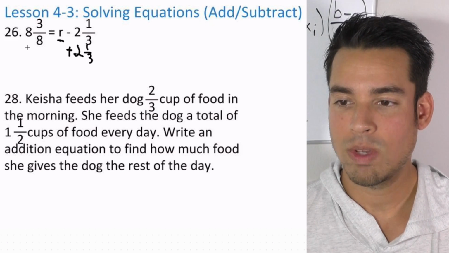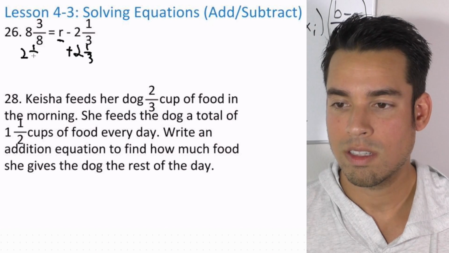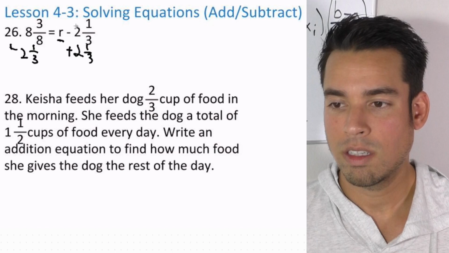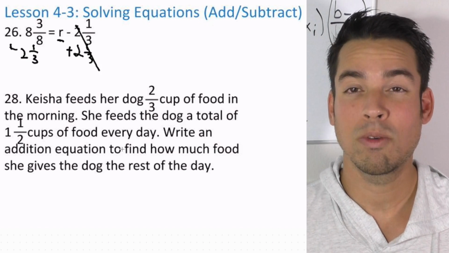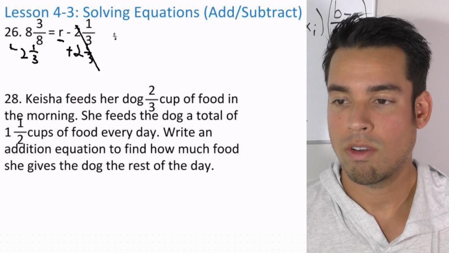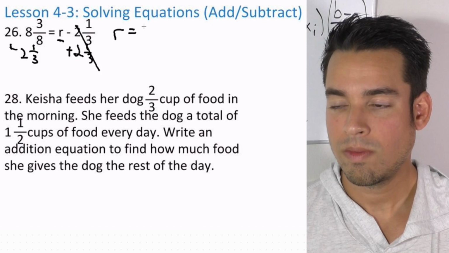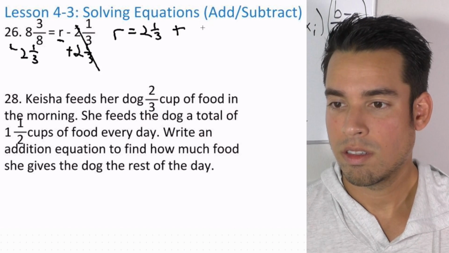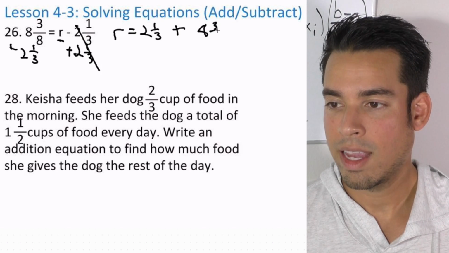When we add it to this side, we gotta add it to this side as well, right? We're adding in both sides. Adding and subtracting, they cancel each other out. Same number, adding 2, subtracting 2, gone. So now we have r equals 2 1/3 plus 8 3/8.